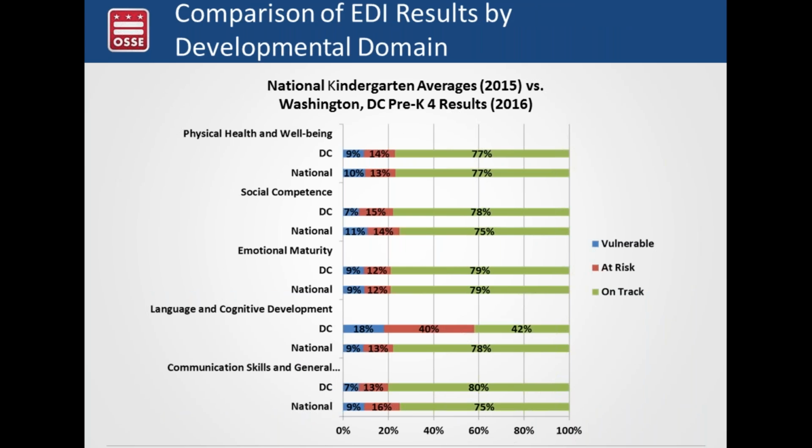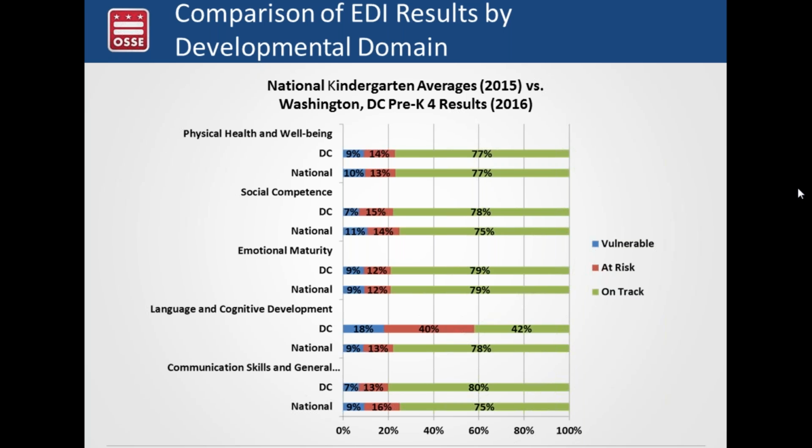So here are some of the results for District of Columbia, and we're comparing those results by domain and also to the national kindergarten averages. So keep in mind that the results that we're showing you on this slide are for DC pre-K4 children, 4-year-olds, versus the national results who are kindergarten age, tend to be a year older.